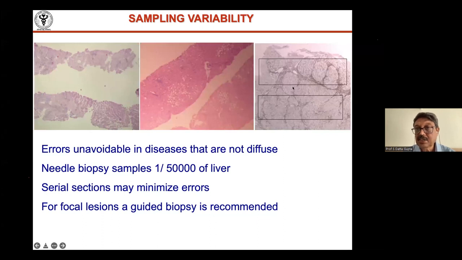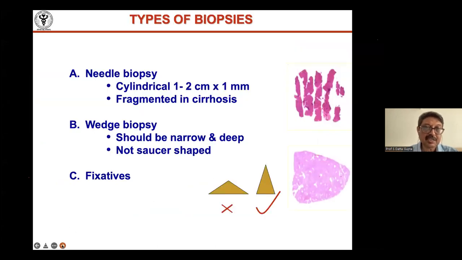The other thing is, if the biopsy is very superficial, normally from the capsule downwards, you get certain septa. So you tend to misdiagnose cirrhosis in those cases. We'll come to that a little later. So you get needle biopsies, wedge biopsies. And because I told you the subcapsular region normally has septa going down, which you can mistake for cirrhosis, wedge biopsies should always be very deep. It should be like a cup rather than like a saucer.